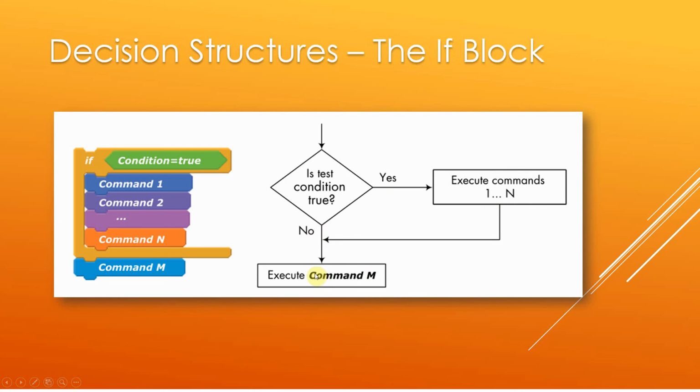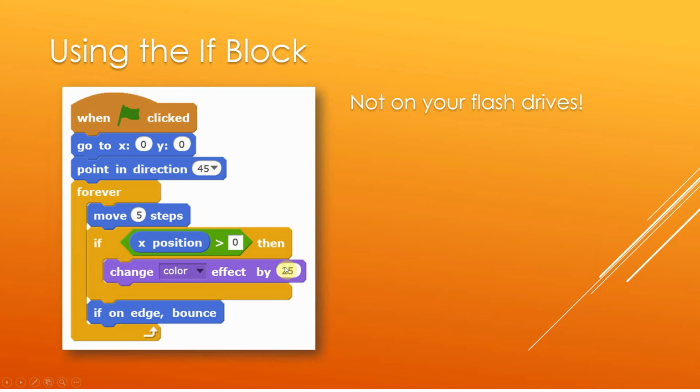If we look at the blocks here from scratch, there's our if block. It's got a condition in it. Remember we were talking, the green blocks are hexagonal shape, which means they are Boolean, so they give a true or false value. If the condition is true, then it will execute these blocks inside. Don't worry about the colors here. These are just pretend commands, just to illustrate the concept to you. If the condition is false, then these blocks do not get executed. But in both cases, when the if block is finished, command M will be executed. So let's see how that works with an example.